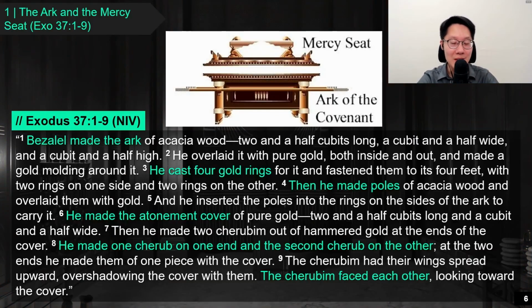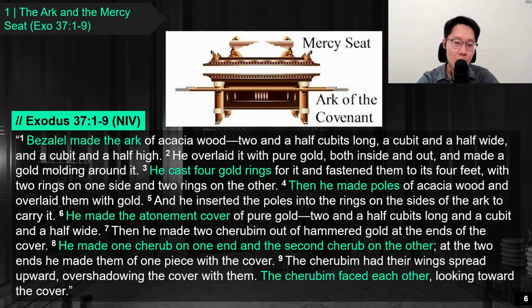Exodus chapter 37, verses 1 to 29, but we'll start with verse 1 to 9. Bezalel made the ark of acacia wood, 2.5 cubits long, 1.5 cubits wide, and 1.5 cubits high. He overlaid it with pure gold, both inside and out. He made a gold molding around it. He cast 4 gold rings for it and fastened them to its 4 feet, with 2 rings on one side and 2 rings on the other. Then he made poles of acacia wood and overlaid them with gold, and he inserted the poles into the rings on the sides of the ark to carry it.